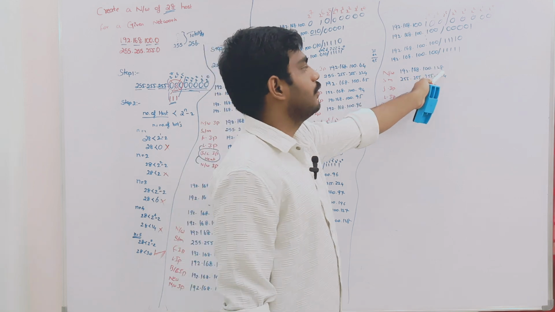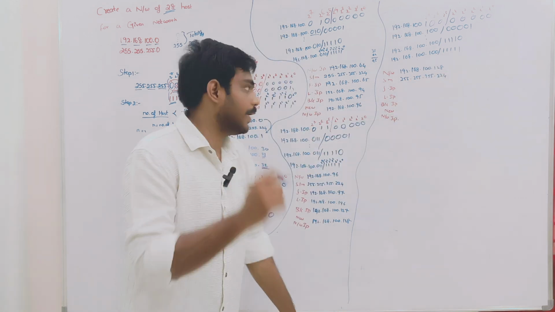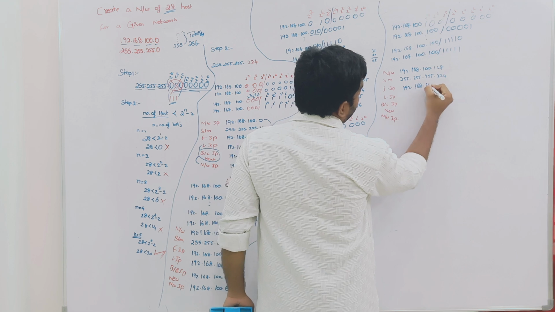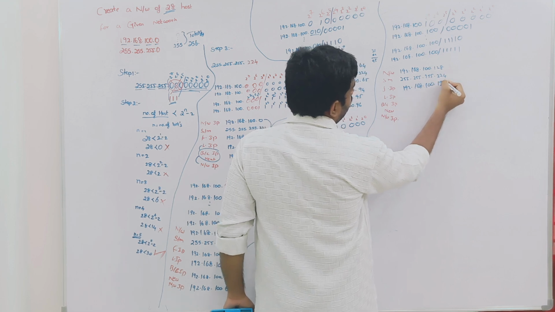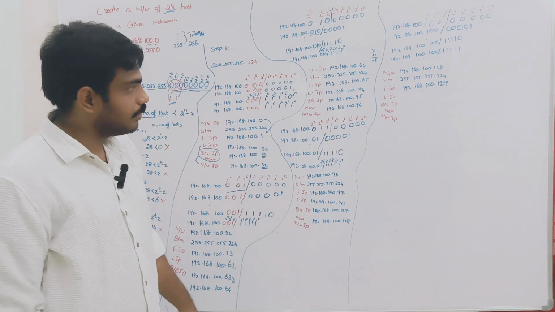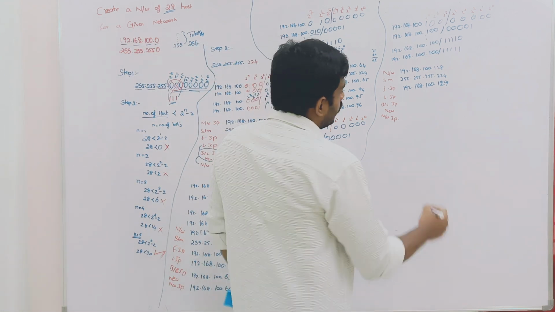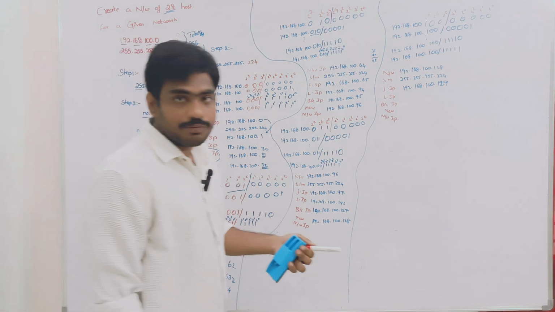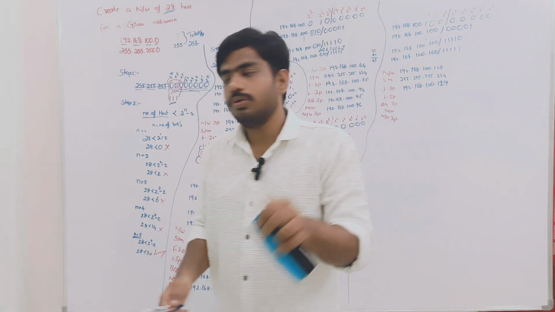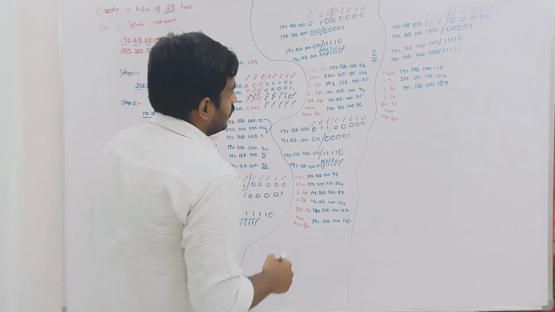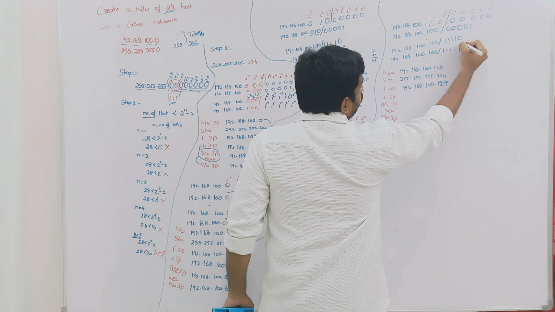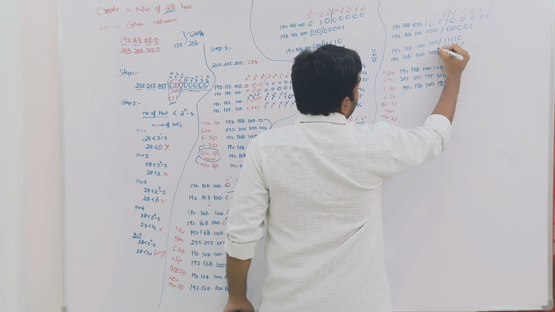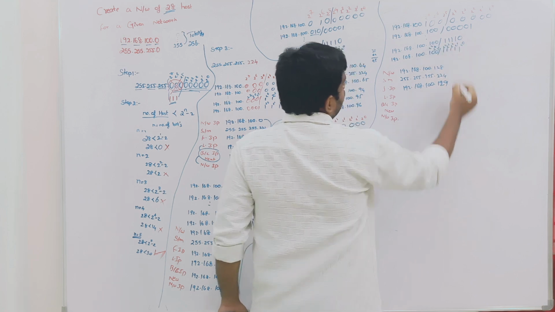What will be the first IP? After the network IP, whatever number comes, that will be your first IP. So 192.168.100.129. So 129 is our first IP. What will be the last IP? You find the broadcast IP first, and then you can find the last IP. For the broadcast IP, you add 2 power 0, 2 power 1, 2 power 2, 2 power 3, 2 power 4, 2 power 5, 2 power 6, 2 power 7.